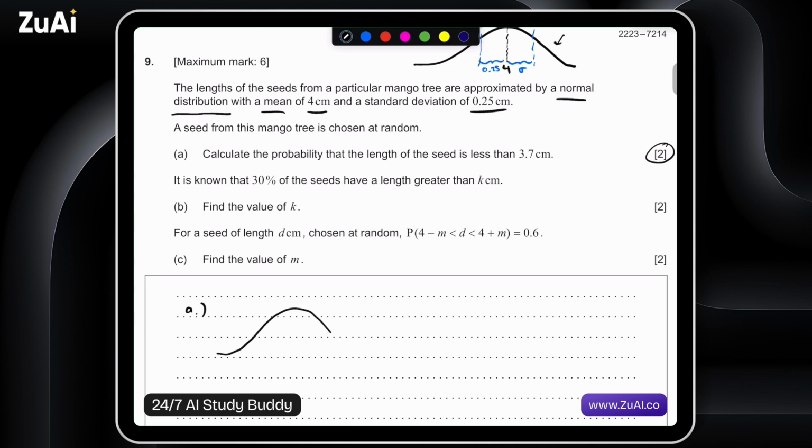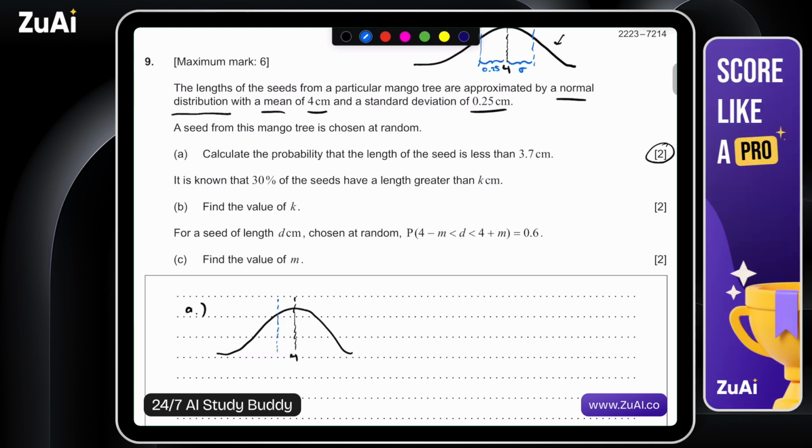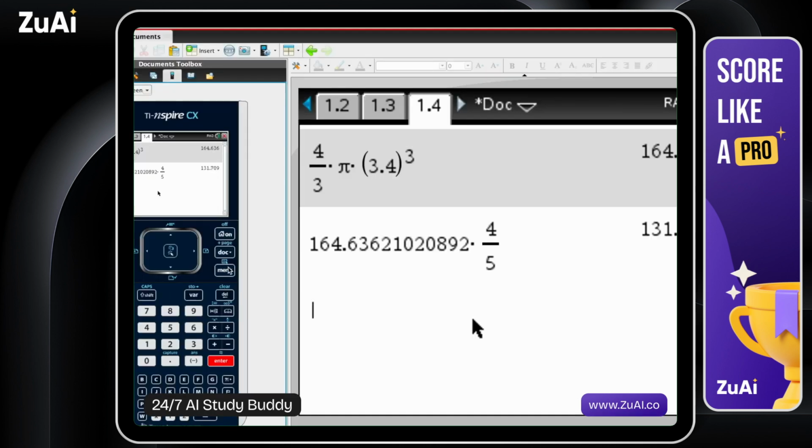So here's our normal curve, here's our mean of 4, and we want to find the probability that we have a length less than 3.7. So if the area under the curve represents all of these seeds, we're looking for the percentage that is to the left of this 3.7. So less than 3.7. That's what this is.